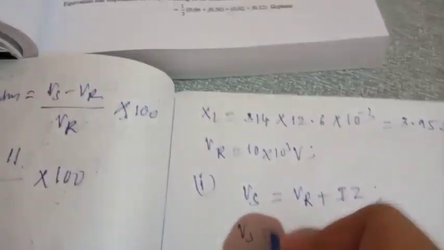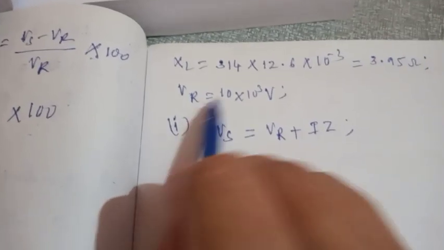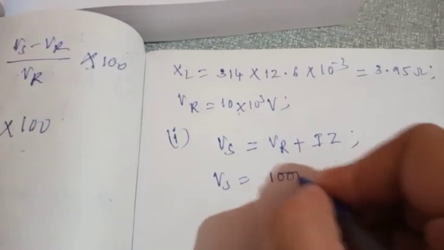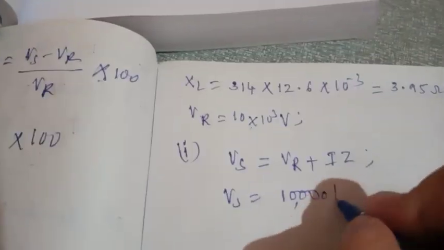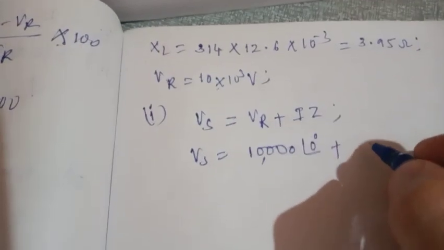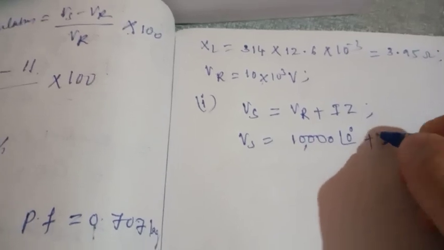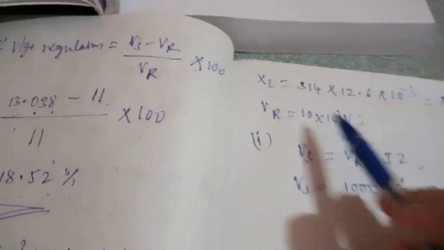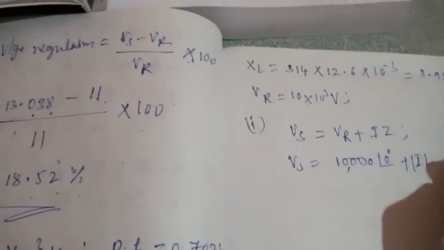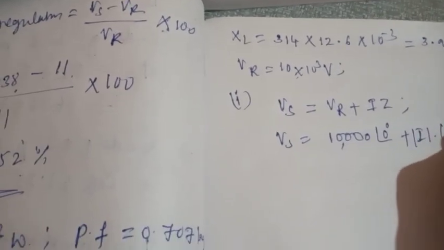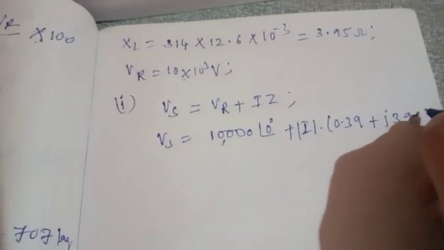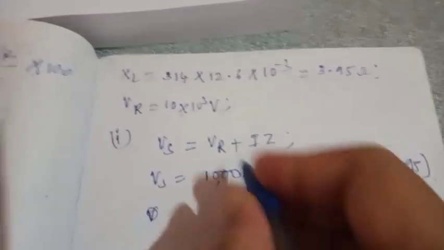So Vs is equal to, taking Vr as reference, 10,000 at an angle 0 degree plus, what is the receiving end current? What is the total current? I don't know it yet, but Z I know. What is Z? Z is equal to 0.39 plus j 3.95. So now I have to calculate I.